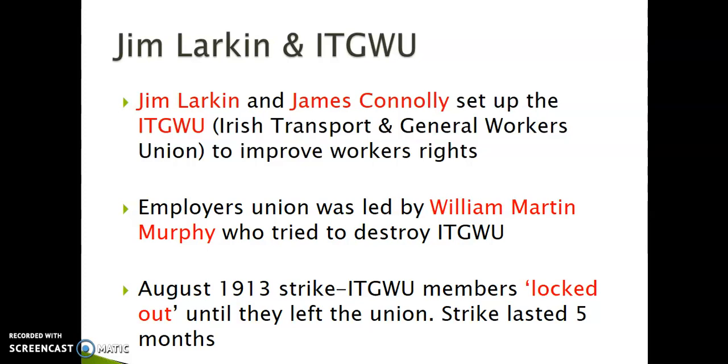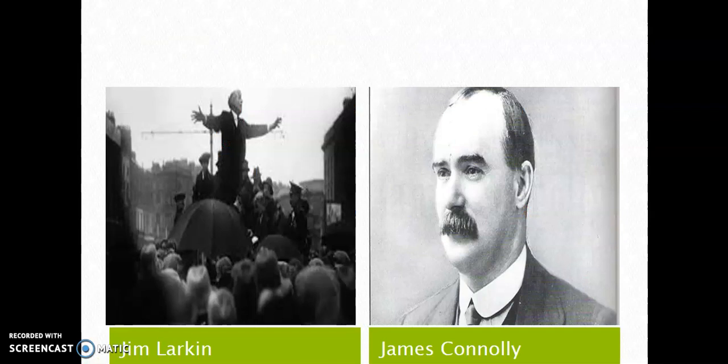In August 1913, Larkin called the workers out on strike. The employers hit back by locking out the workers until they left the union, and this lockout lasted for 5 months. Violent clashes, there was deaths. It was an awful, awful situation. But what it does do is it introduces the Irish people to James Connolly, who sets up the ICA, or the Irish Citizen Army, in 1913 to defend the workers from attacks by police during the lockout.